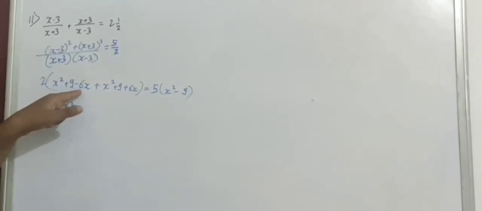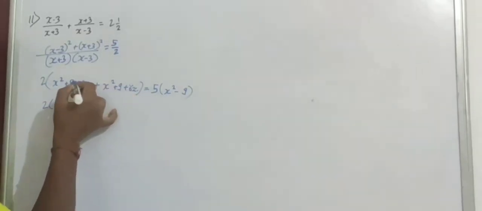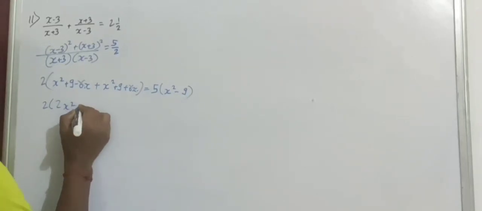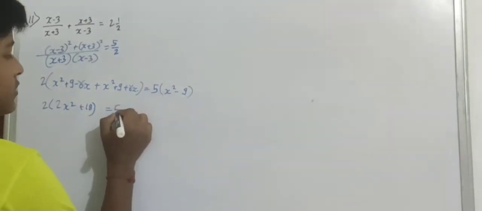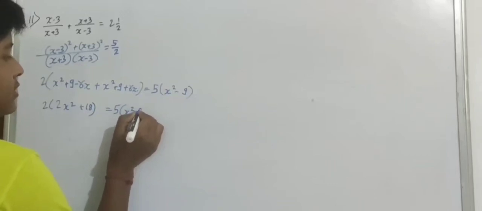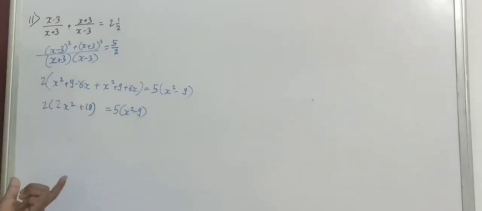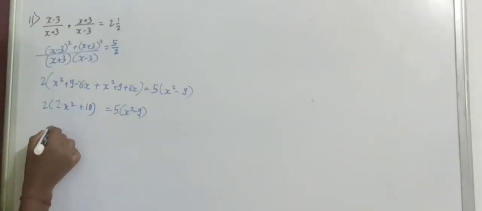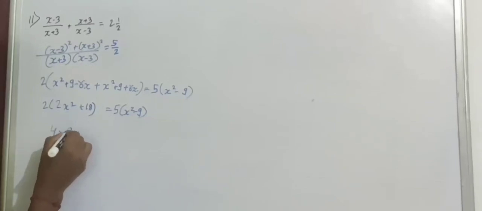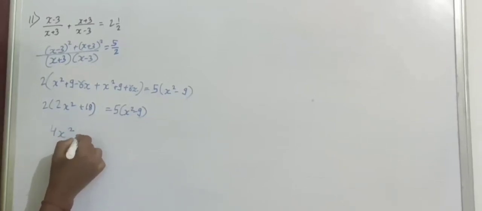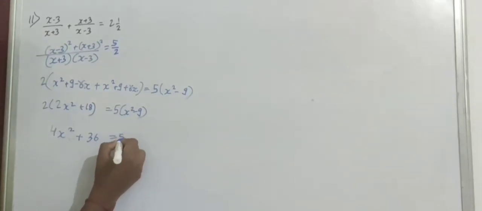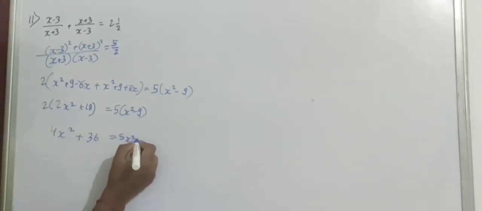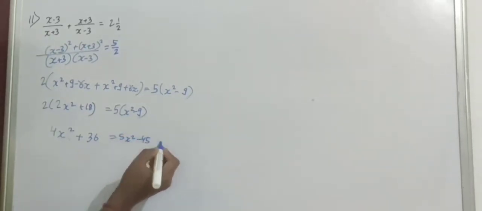And minus 6 and plus 6 will be cut off, and 9 plus 9 is 18. Now it is 5x square minus 9. Now open the brackets on both sides. So it will be 4x square plus 36 is equals to 5x square minus 45.